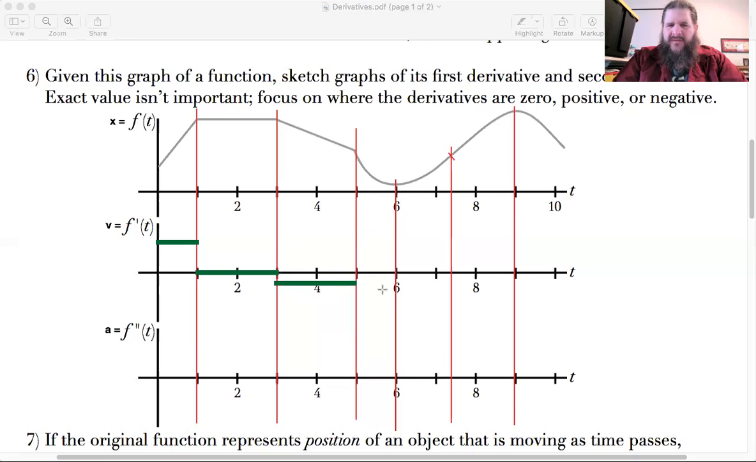And then the velocity graph is going to get more complicated because from 5 seconds on to 10 seconds, the velocity is not constant since the position doesn't have a constant slope. But there are some important things we can mark. We know, for instance, that at 6 seconds and 9 seconds, we've got a minimum and a maximum. What's the slope at a minimum or a maximum?